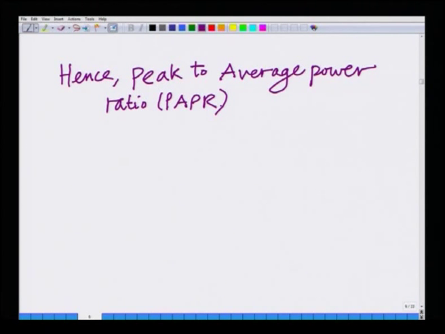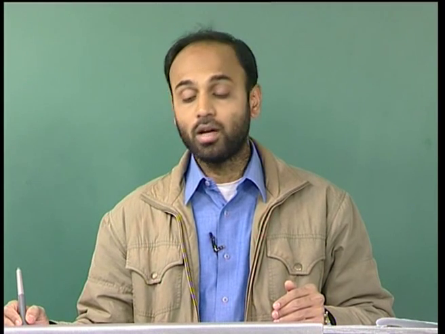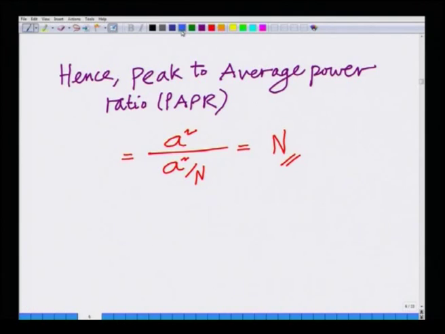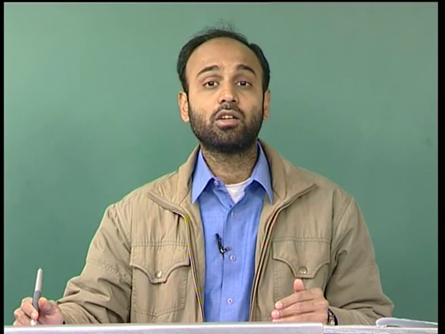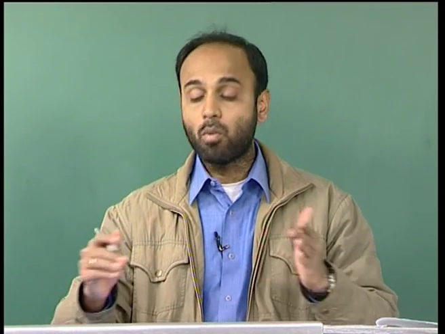PAPR is nothing but A square divided by A square over n, which is equal to n. Hence, this means that the peak to average power ratio, remember in a single carrier system it is close to 1, in an OFDM system is very high, because remember the n, the number of subcarriers, can be as high as 1024, which means there is a significant deviation of the instantaneous power or the peak power about the mean.